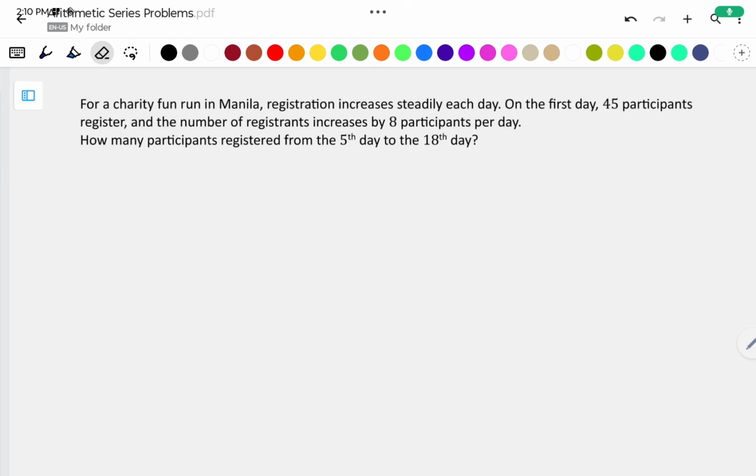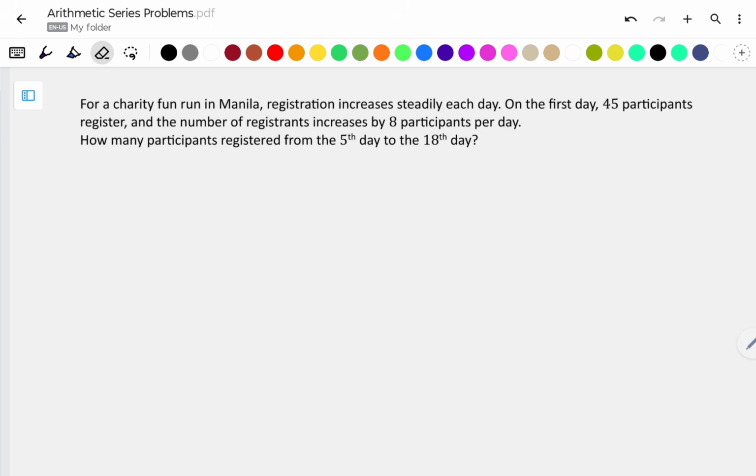For a charity fun run in Manila, registration increases steadily each day. On the first day, 45 participants register and the number of registrants increases by 8 participants per day. How many participants registered from the 5th to the 18th day?